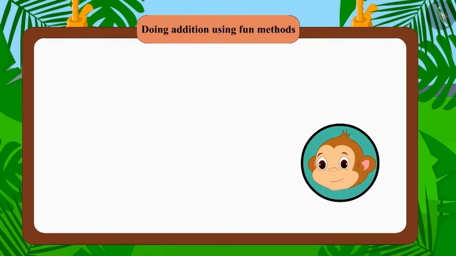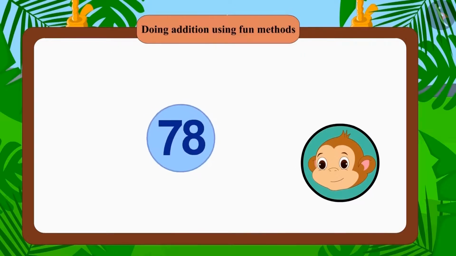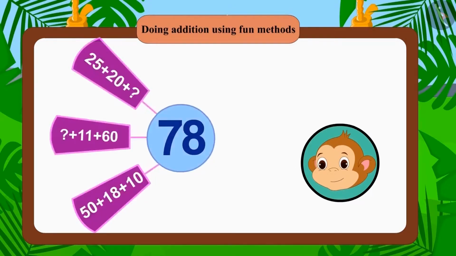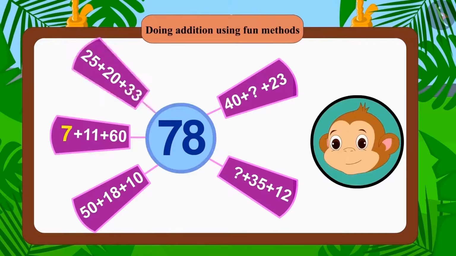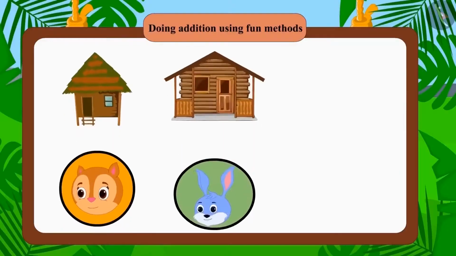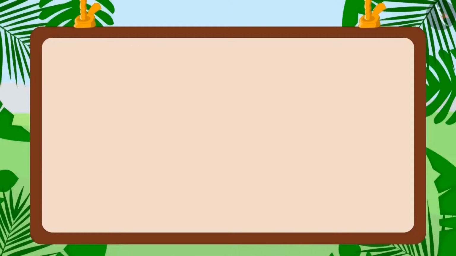Can Babban make a house with different combinations of white, red, and brown bricks and still use a total of 78 bricks? Let's complete this table and find the answer to this question. Well done, children. This table is filled in the right way. Finally, Chanda, Bunny, and Babban have built their houses.